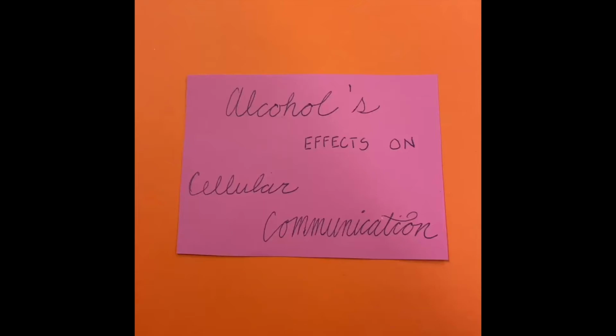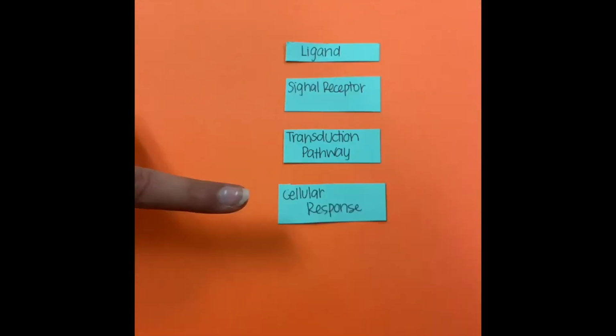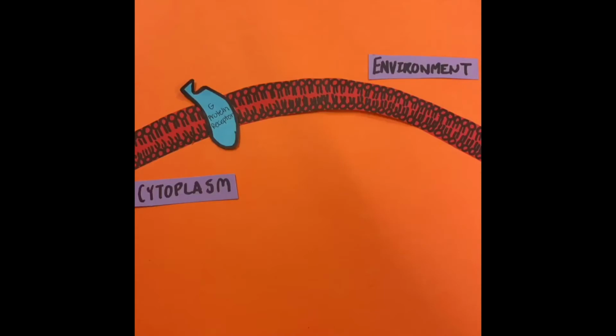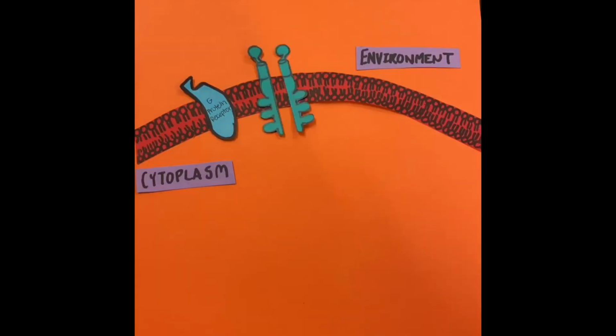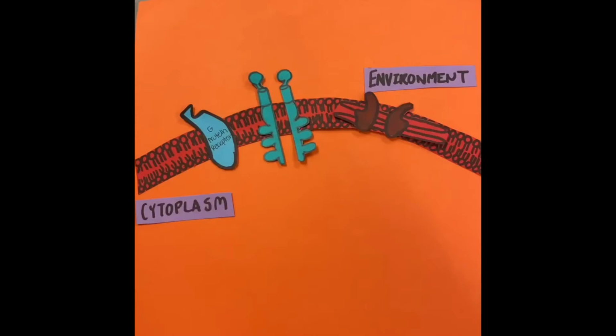There are four major components to cell communication: ligand, signal receptor, transduction pathway, and cellular response. The signaling molecule, also known as the ligand, attaches to a signal receptor. There are three types of receptors: G-protein receptors, receptor tyrosine kinases, and ion channel receptors.